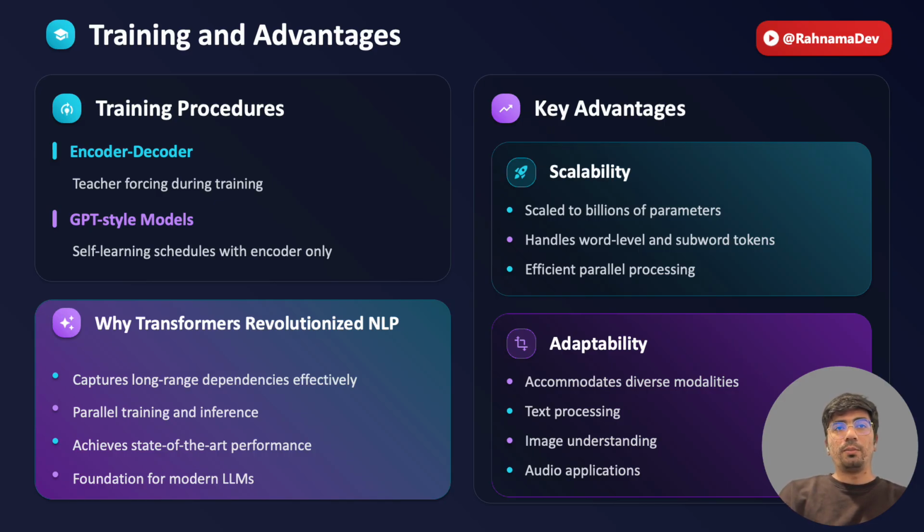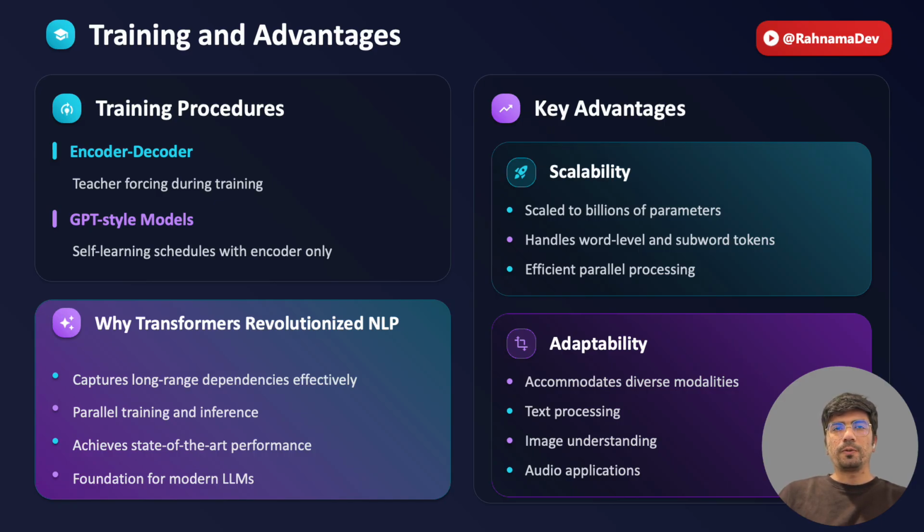Another thing is adaptability. Transformers are incredibly adaptable to different modalities. While they were originally designed for text, the same architecture works for images in vision transformers, audio, and even multimodal tasks.